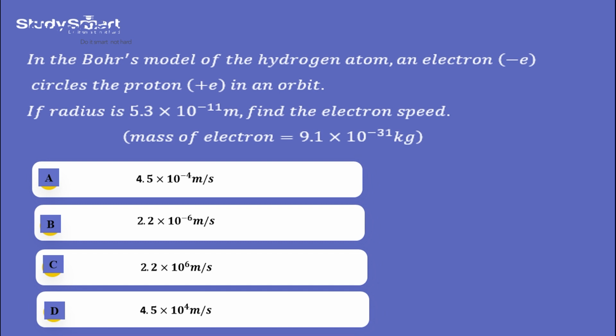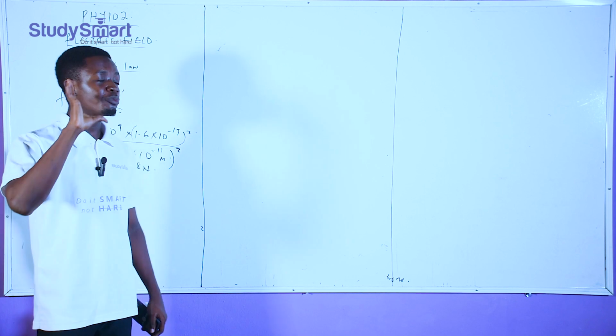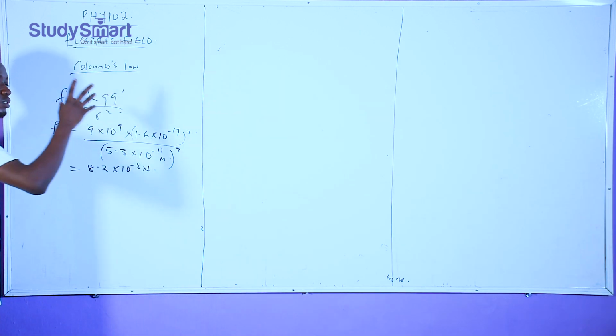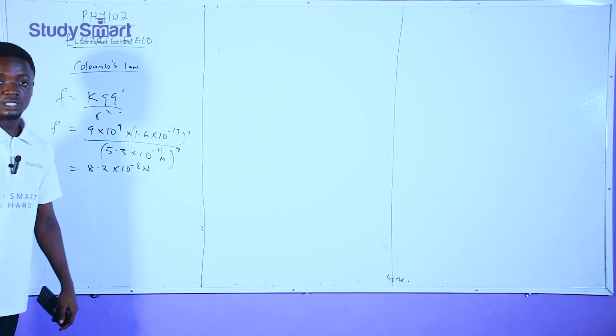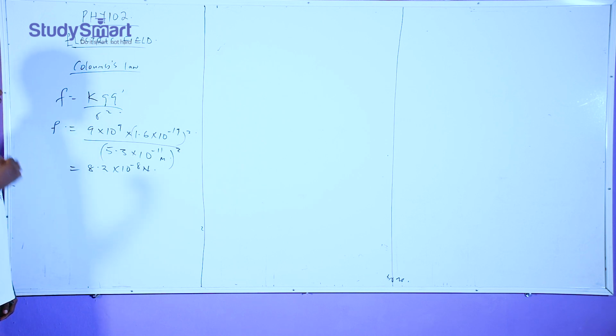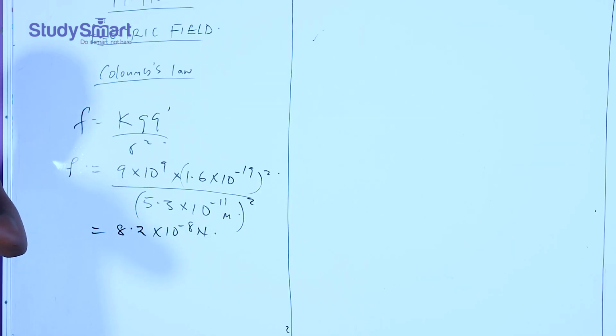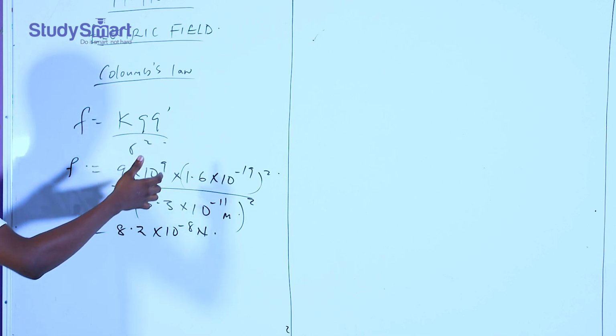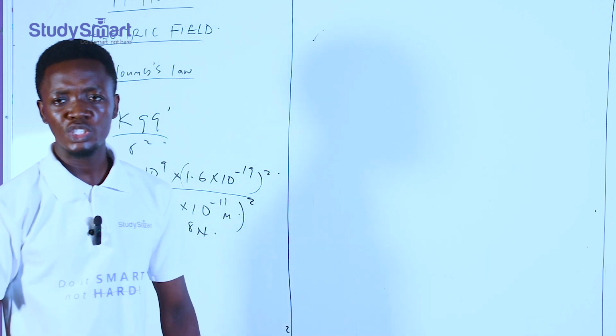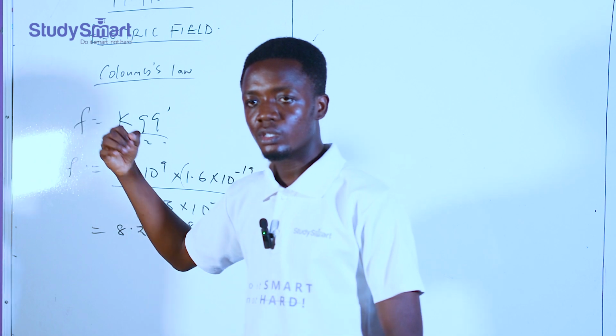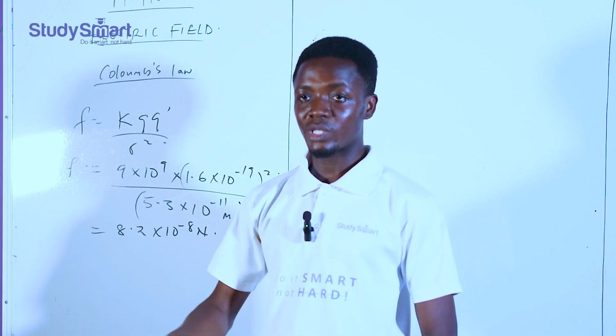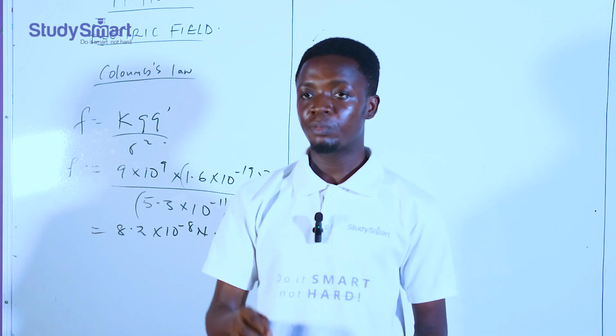But then don't forget that from the question, you are given another parameter, which is the mass of the electron. The mass of the electron is given as 9.1 times 10 power minus 31 kilogram. Now, what formula can you relate to this formula to give you the speed of that electron? Don't forget that this is force, and the force is equal to this. What other formula for force do you know that we can equate to this to calculate our speed? We can use centripetal force.